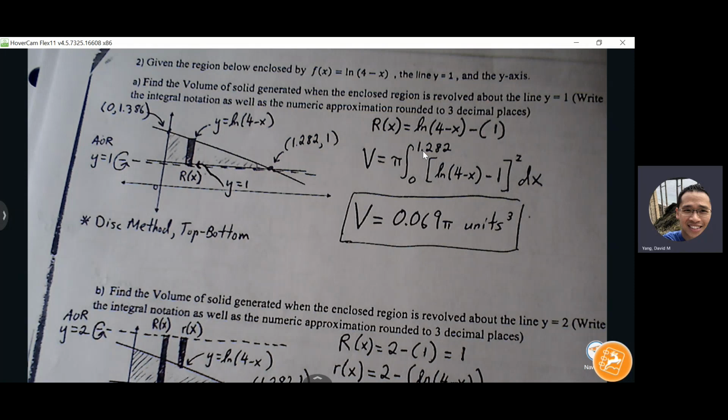Yeah, so what we can do is just plug in 0, because that's the x value. 0 into x. Let's get the point here.